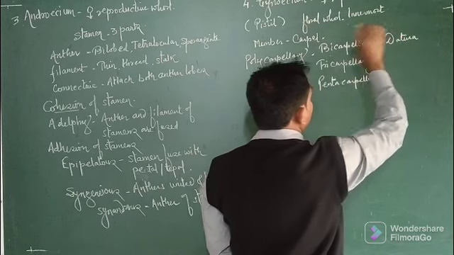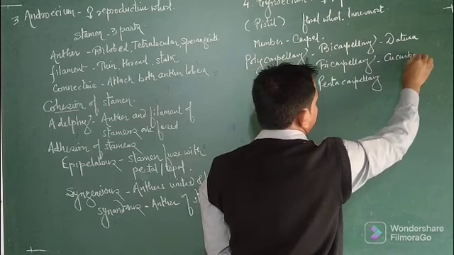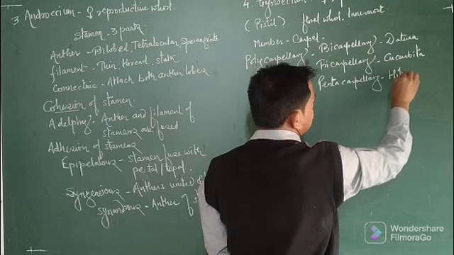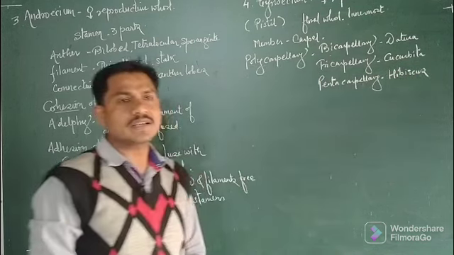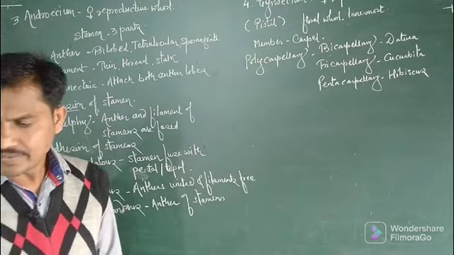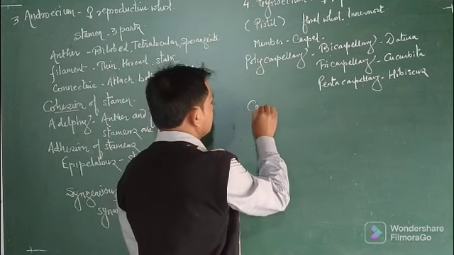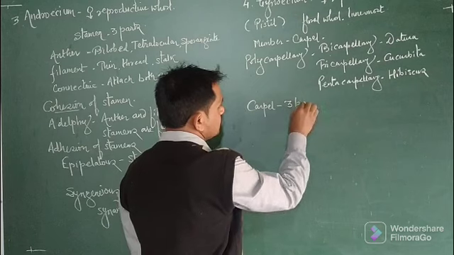In the flower of datura, this is cucurbita, and here hibiscus is an example, where five carpels are present in the gynoecium, that is pentacarpellary condition. Then a typical carpel has three parts. Carpel has three parts.